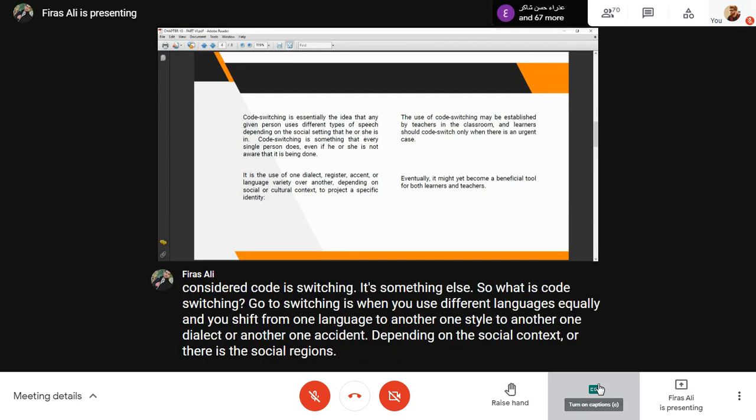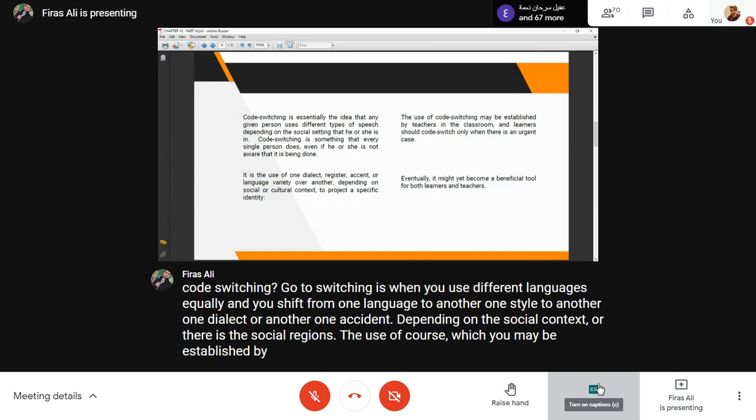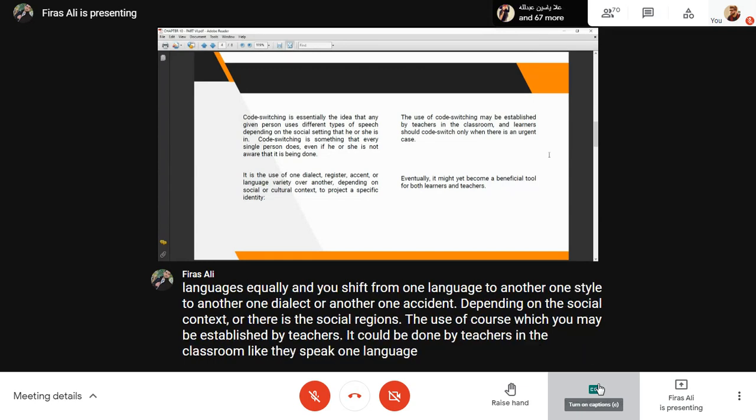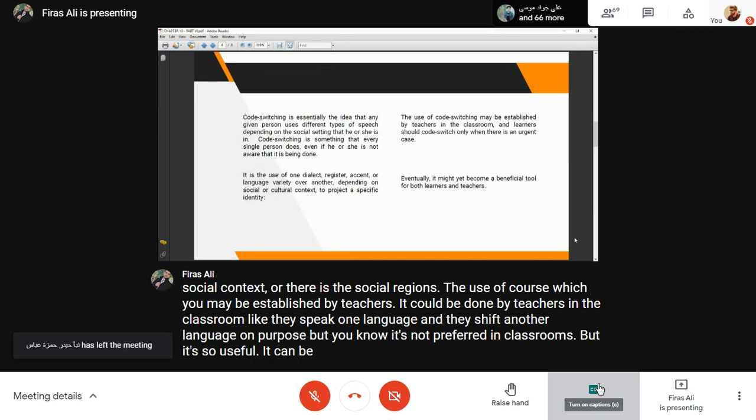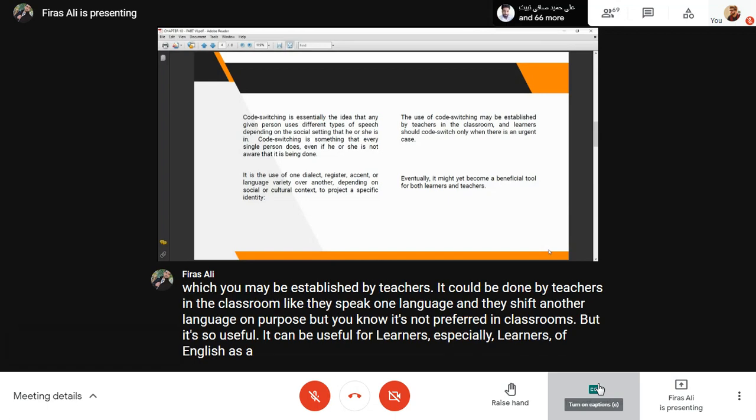The use of code switching may be established by teachers. It could be done by teachers in the classroom, like they speak one language and they shift to another language on purpose. But it's not preferred in classrooms, but it's still useful. It can be useful for learners, especially learners of English as a foreign language.